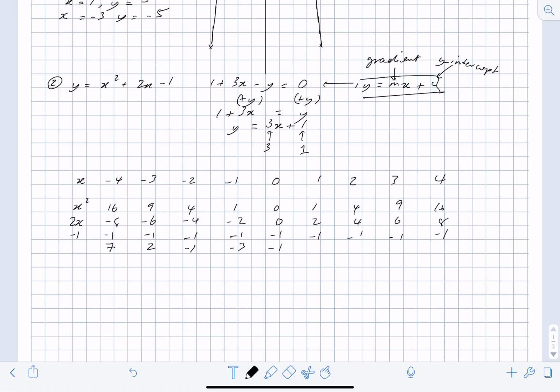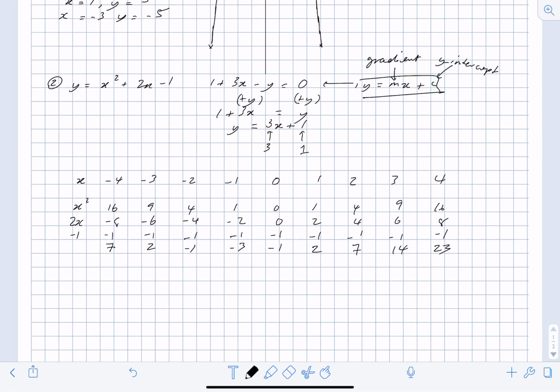Ooh, have I done that right? Yeah, I have. 1 plus 2 is 3. Minus 1 is 2. 4 plus 4 minus 1 is 7. 9 plus 6, 15. Minus 1 is 14. And 16 plus 8 is 24. Minus 1 is 23.